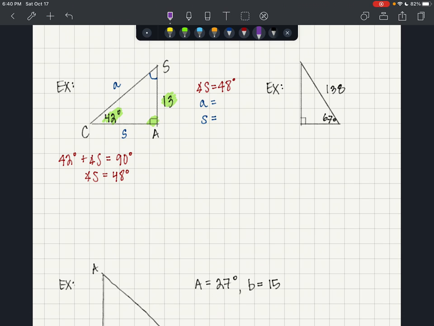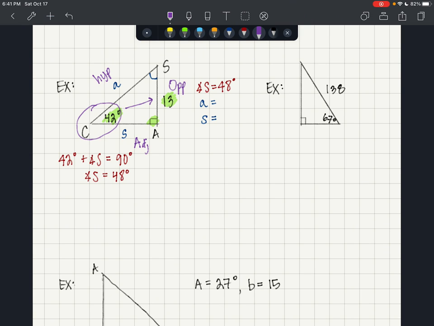I'm going to pick one of the angles. I'm going to pick this 42-degree angle, and I'm going to draw an arrow going to the opposite side. So 42 degrees is going to be our reference angle. The other leg is the adjacent side. I might even write OPP for opposite, ADJ for adjacent, and then the hypotenuse.